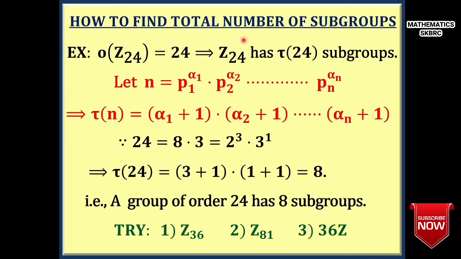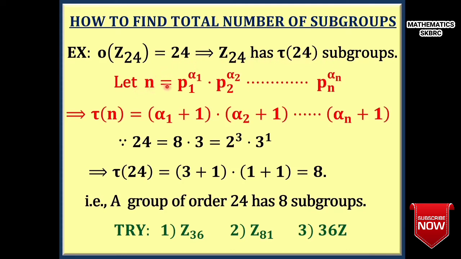How to find the total number of subgroups of a given group? Consider the group Z24, the order of Z24 is 24. That gives the group Z24 has tau of 24 subgroups. Let n be the given number.